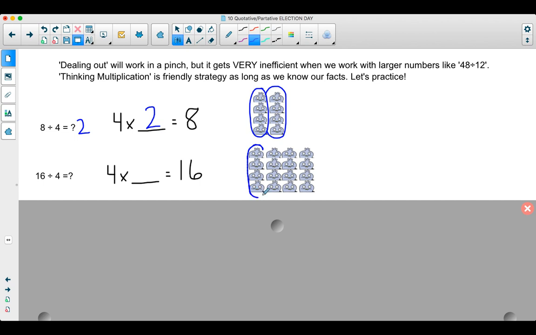We've got our 4 babos. How many groups of 4 until we equal all 16 babos? That's 1 group. 2 groups is 8. 3 groups is 12. 4 groups is 16. 4 times 4 equals 16, and therefore we know that these 16 babos decomposed into 4 groups is 4 babos per group.